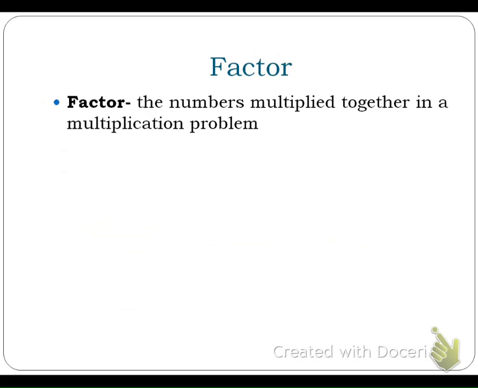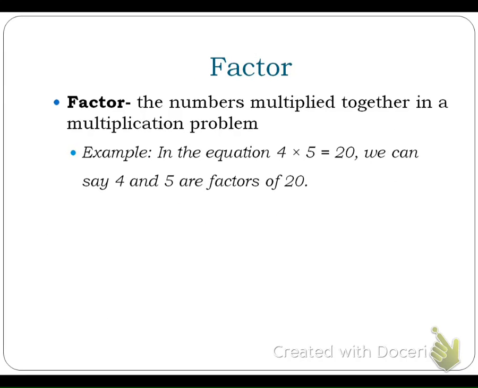In basic mathematics, you probably heard of the word product. That's when you multiply two numbers together, and the answer is the product. But do you know that the two numbers that you multiply together also have a name? It's called a factor, or they're called factors. Factors are the numbers that you multiply together in a multiplication problem. So, for example, you have 4 times 5 equals 20. The 4 and the 5 are factors of 20.